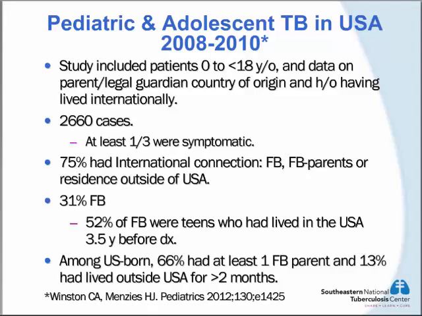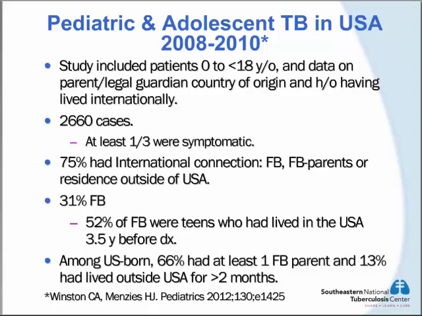But of all the cases, 75% had what we call an international connection. So they were either foreign-born or have foreign-born parents or have resided outside of the United States. So 75% of all the cases in pediatric and adolescents have an international connection. Only 31% of the cases were actually foreign-born. And of those, 52% were teens who had been in the United States for 3.5 years or more before the diagnosis.